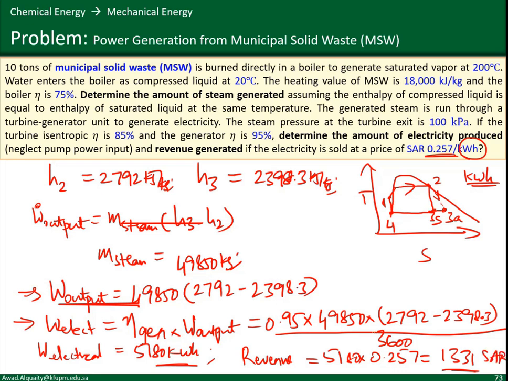So all we had to do was follow the typical process for a Rankine cycle, and then once you calculated the work output, convert that into electrical energy using generator efficiency. The next step was simply to convert the kilojoule to kilowatt hour, which we did by dividing by 3,600. And then once you know how many units of electricity you are producing, the revenue was calculated by multiplying these 5,180 units of electrical energy by the price we get for each unit. So that's the end of this problem.